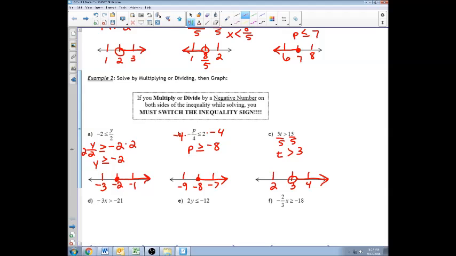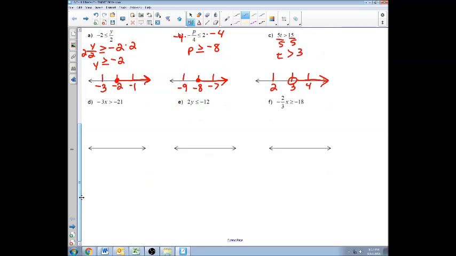And there is our graph. All right. Why don't you go ahead and try D, E, and F. Give it a shot. Pause the video. Let's see how you can do.